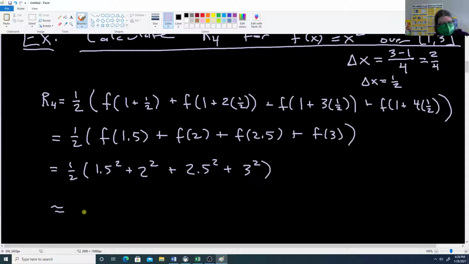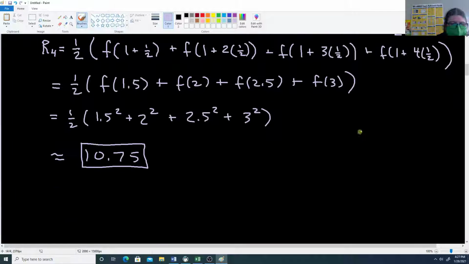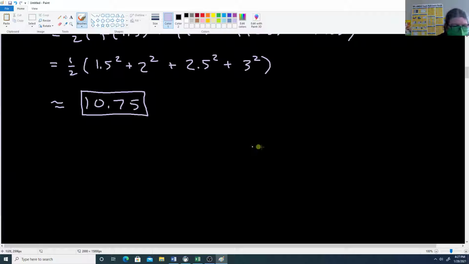So let's see here. We get a half, all that multiplied by 1.5 squared plus 2 squared plus 2.5 squared plus 3 squared. And that'll be pretty much 10.75. So that would be our right endpoint approximation of x squared over 1 to 3. We kind of drew a picture of what we did.